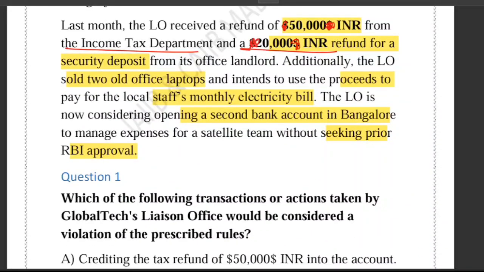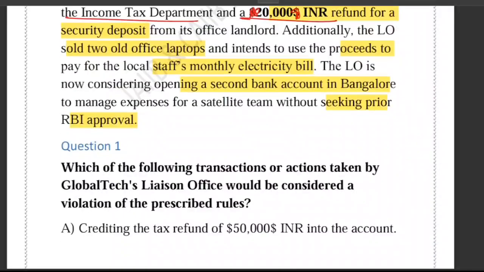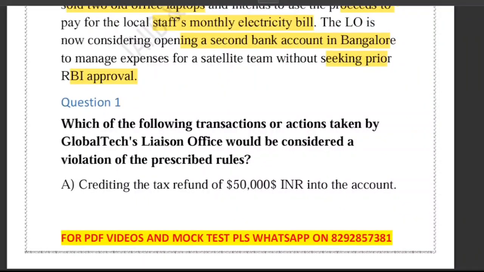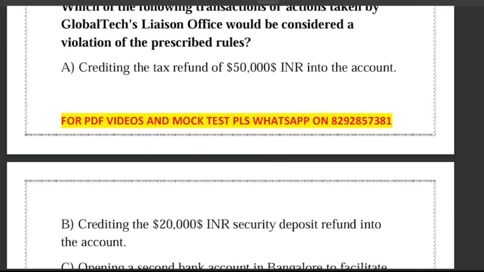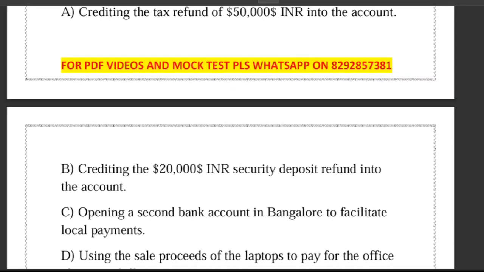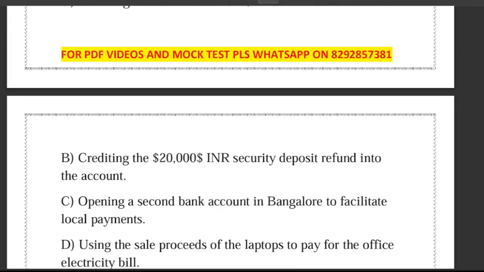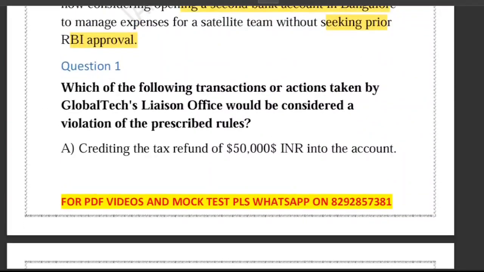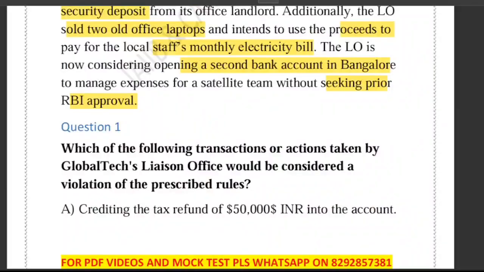Which of the following transactions taken by the Global Tech Liaison Office would be considered a violation of the prescribed rule? The options mentioned: crediting the tax refund of 50,000 INR into the account, crediting the 20,000 INR security deposit refund into the account, opening a second bank account in Bangalore to facilitate local payment, using the sale proceeds of the laptop to pay for the office electricity bill. So that's the question. Which option do you think is correct?